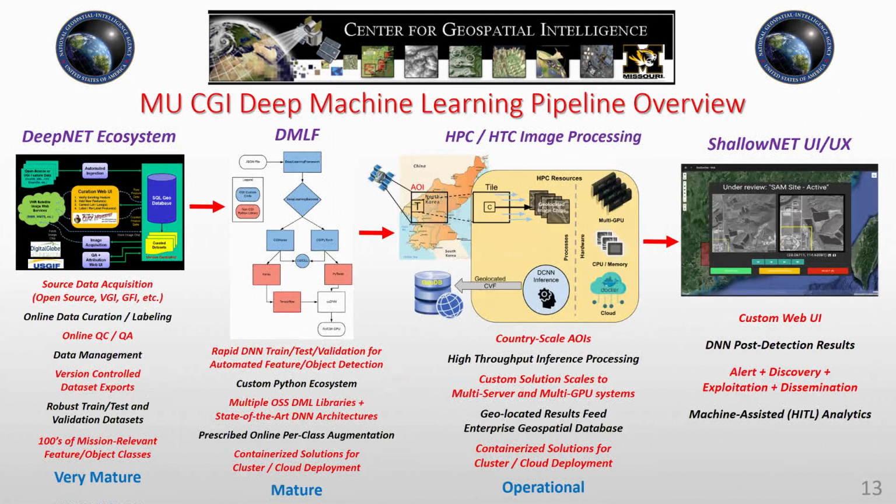So we have that data set, and we've got a pipeline that takes our data, does very advanced training and testing and validation of the machine learning algorithms. We have high performance computing to be able to apply those algorithms at scale. And so all of this existed before this effort.